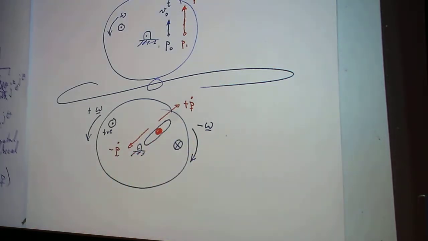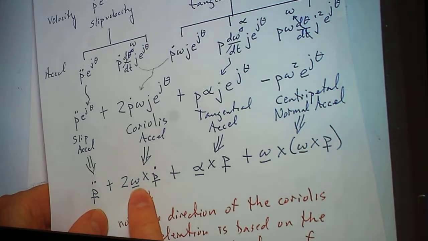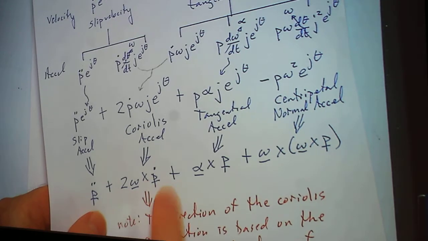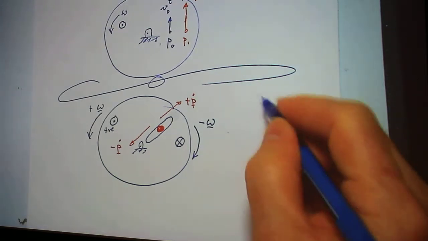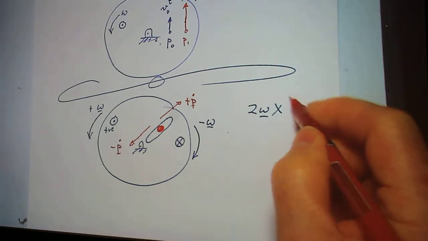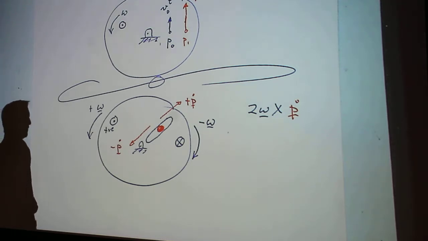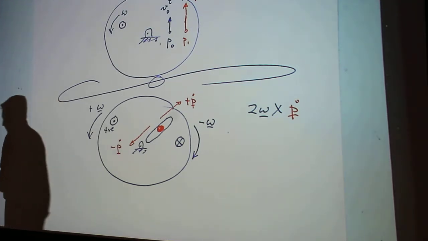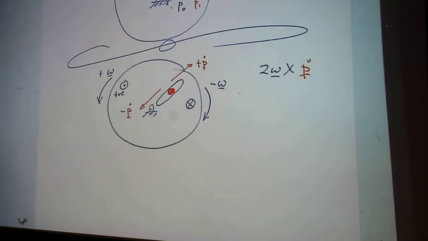And the Coriolis, from what we saw earlier, right here, is 2 omega crossed into P dot. So it's 2 omega crossed into P dot. That gives us the direction influence of the Coriolis effect, or the Coriolis acceleration. So let's take, there's 4 examples of this.